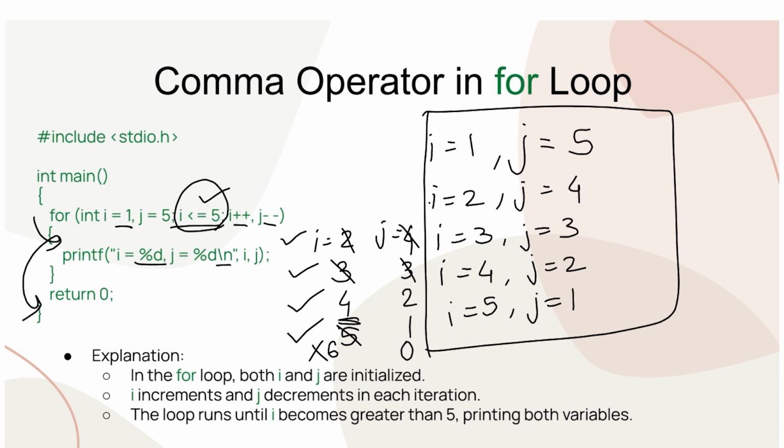So this is how you can use the comma operator in your for loop to let multiple expressions be evaluated in the same line in the same for loop. I hope you understood how this comma operator can be used in a for loop for incrementation, decrementation, or for initializing multiple variables in a single statement.